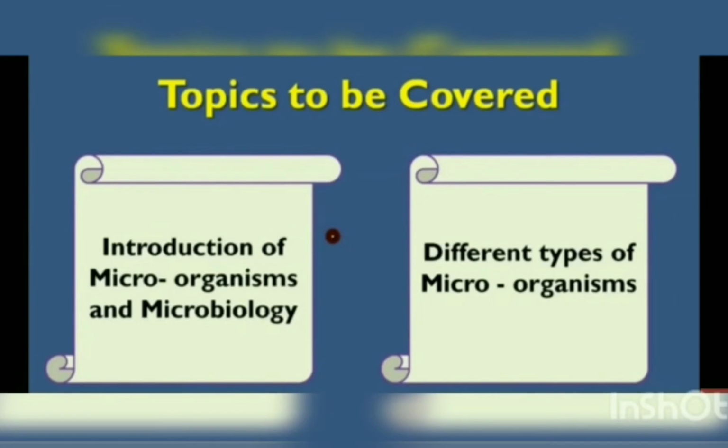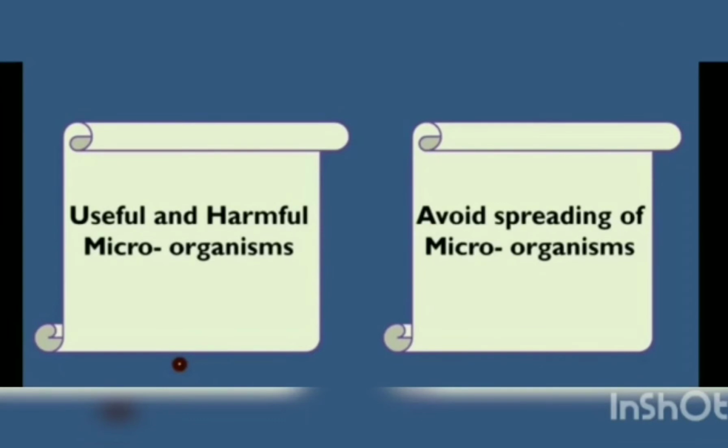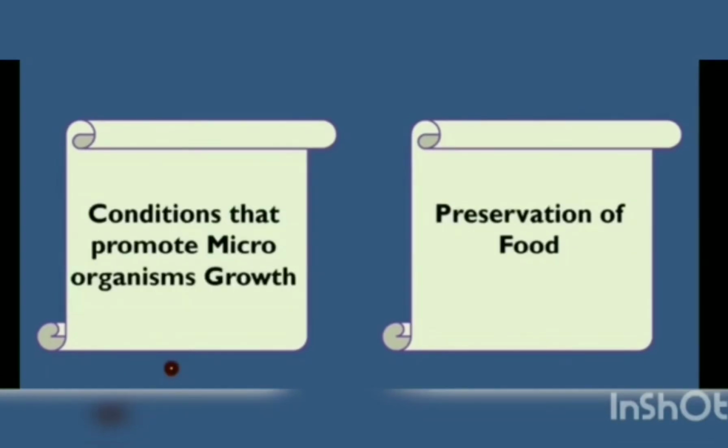Topics to be covered in this chapter are introduction to microorganisms and microbiology, different types of microorganisms, useful or harmful microorganisms, avoiding the spreading of microorganisms, conditions that promote microorganism growth, and prevention of food spoilage.